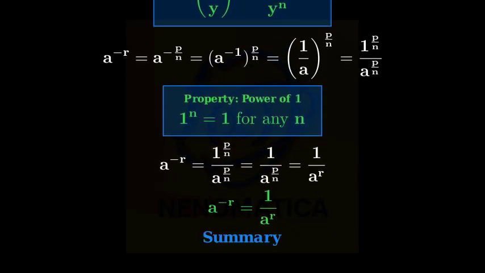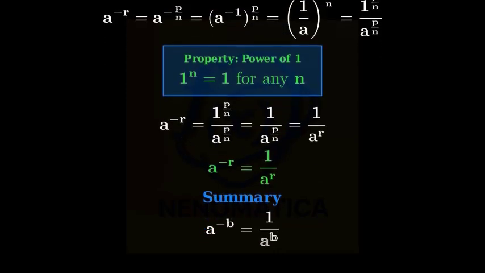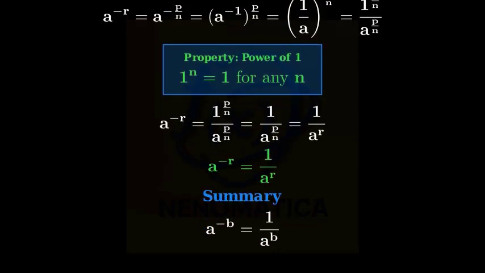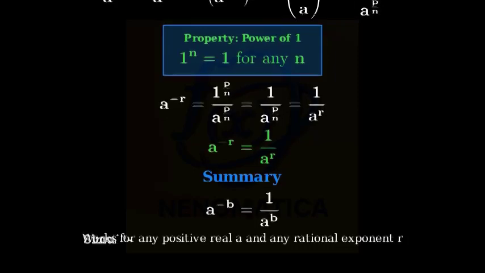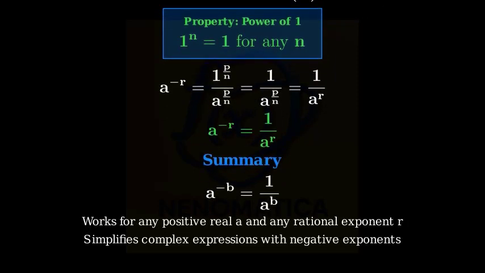In summary, we've seen how to handle negative exponents. Remember that when we have a to the -b power, we can rewrite it as 1 over a to the b power. This property works for any positive real number a and any rational exponent r. These rules help us simplify complex expressions involving negative exponents.